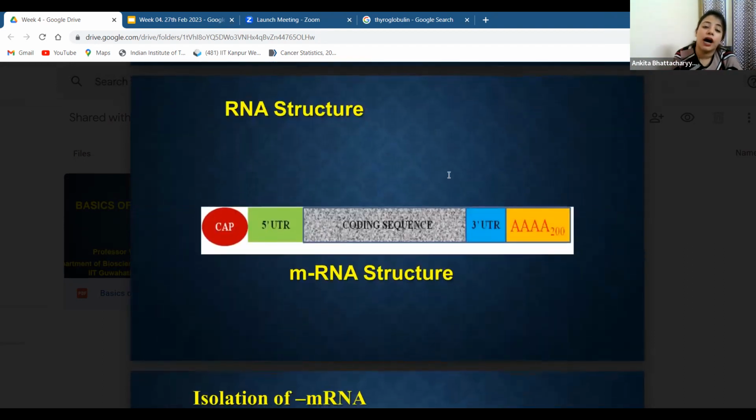And finally, we come to RNA structure. This is mRNA particularly. Majorly we have a cap, a 5' and 3' UTR, a poly A sequence, and the coding sequence.